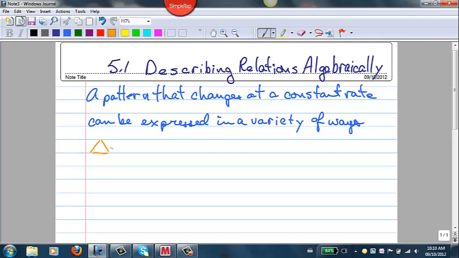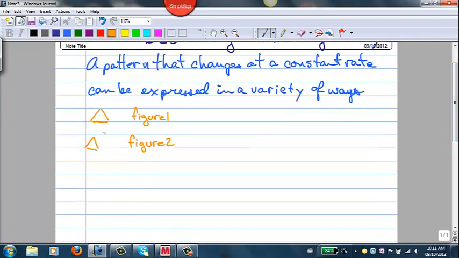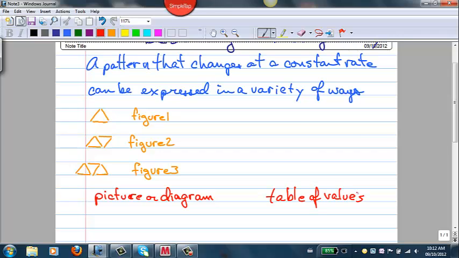So take for example these toothpicks. I could arrange 3 toothpicks into a triangle. That would be my figure 1. Figure 2, I could add 2 toothpicks to that, and I have 2 triangles. And in figure 3, I could add 2 more toothpicks and get 3 triangles. So those are diagrams, they're pictures. They allow me to see a pattern. I keep adding 2 toothpicks to whatever the previous diagram was.